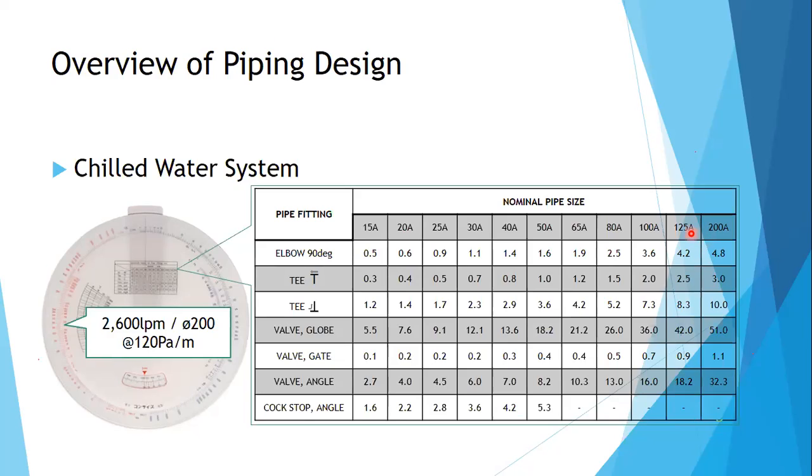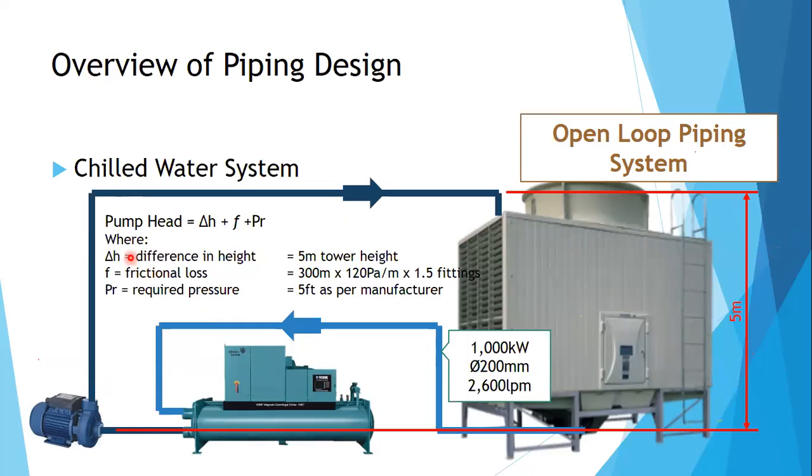On your piping layout, you can quantify how many pipe fittings you have, how many elbows, how many T's, how many valves. Using this chart, you'll be able to get the pressure drop on each pipe fitting. Each pipe fitting plus the pressure drop on your straight pipes, then you will get your pressure loss throughout your pipe. So for example, you have 5 meters of height difference times our 120 Pascal per meter of pressure drop on straight pipes.